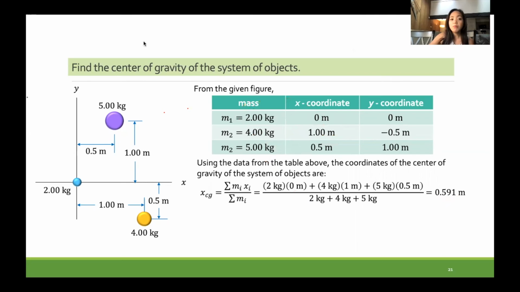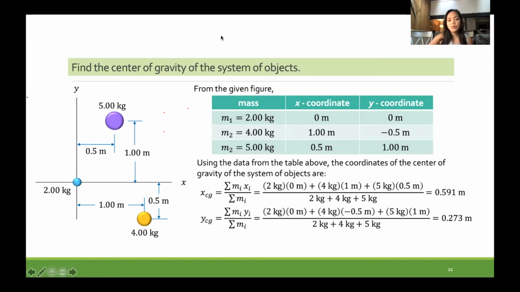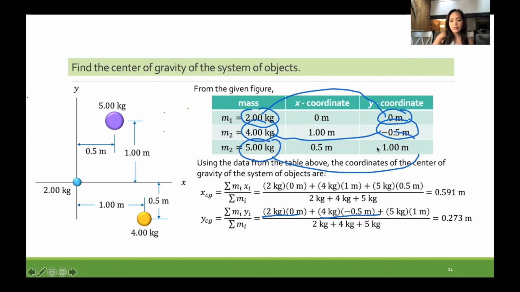The next one. How about the y direction? We have this formula again. For the y direction, we have the mass times the y coordinate. So we have 2 times 0. The mass times the y coordinate, we have this value. The mass times another y coordinate, we have this value, divided by the total masses. And if you divide that, you will have this answer.